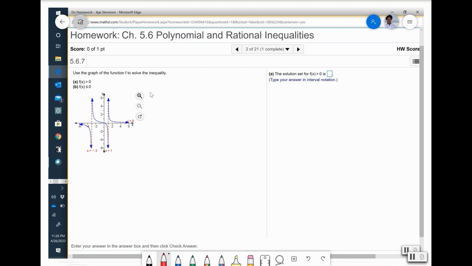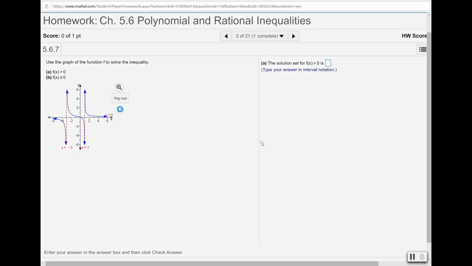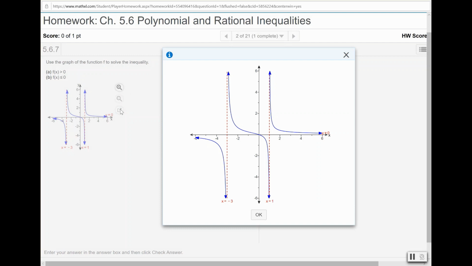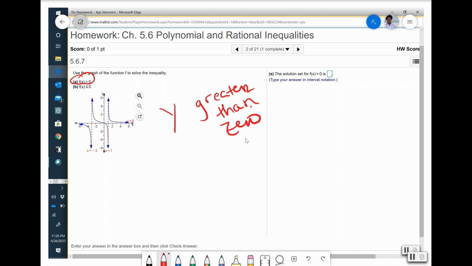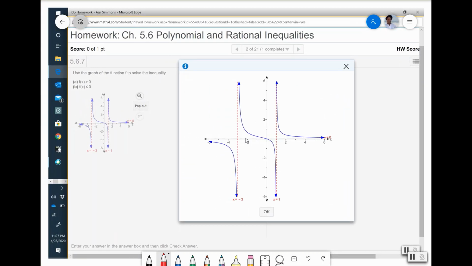Okay, so we want to know where y is greater than 0, where y is greater than 0, and let's blow the picture up. Boom. I'll screenshot that. And okay, y value is greater than 0. So let's do green. Why not? So we want where the y value is greater than 0.